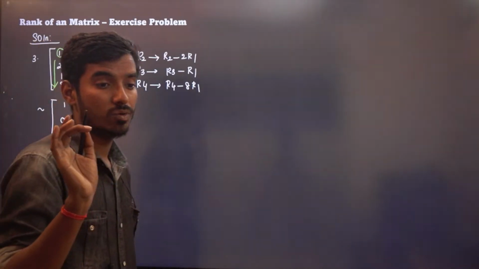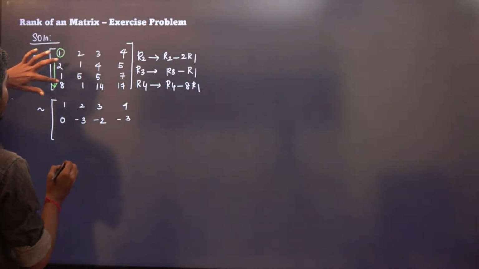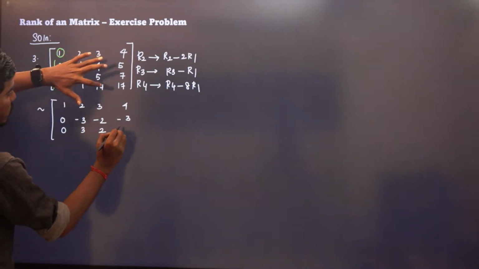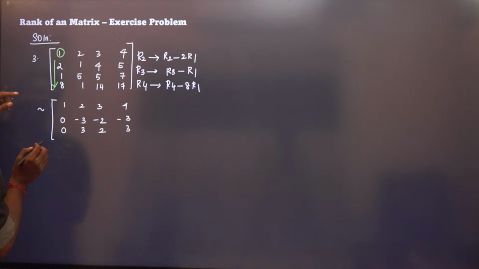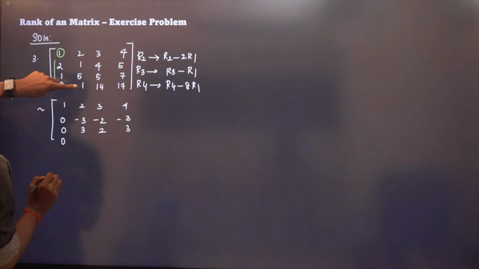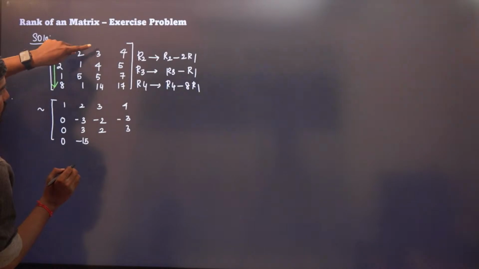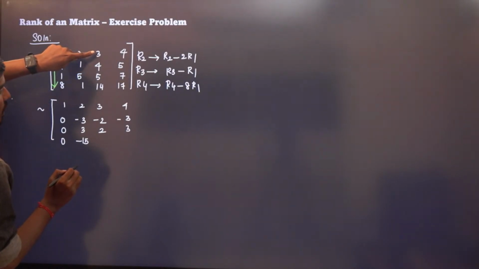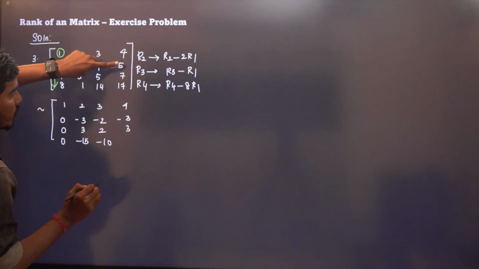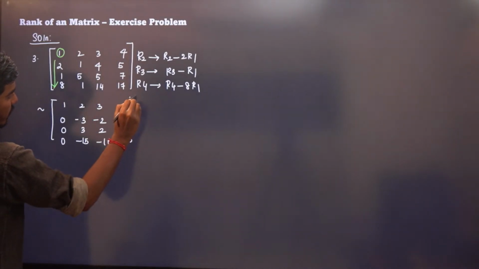Right? When you get experience, you will get this. When you have good practice, you can easily do it in the mind itself. R3 minus R1. So 1 minus 1 is 0. 5 minus 2 is 3. 5 minus 3 is 2. 7 minus 4 is 3. Right? Multiply 8 and then subtract. It will be 0. Multiply 8, it is 16. 1 minus 16 is minus 15. Multiply 8 and then subtract. So 8 times 3 is 24. 14 minus 24 is minus 10. Multiply 8, it is 32. 17 minus 32, it is minus 15.